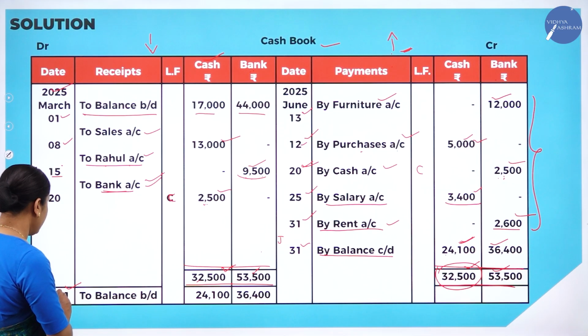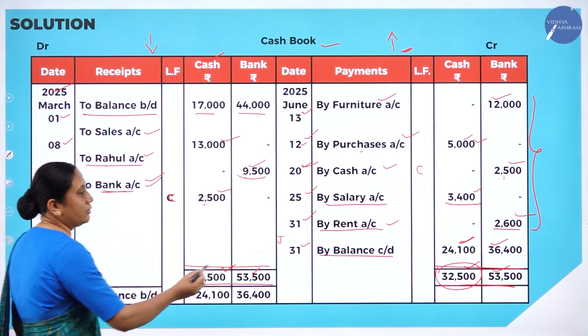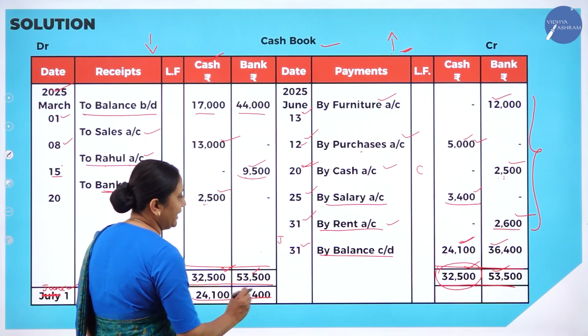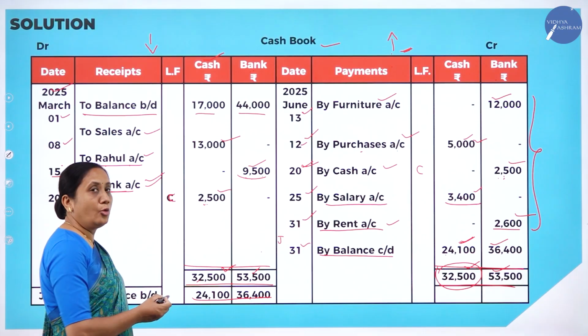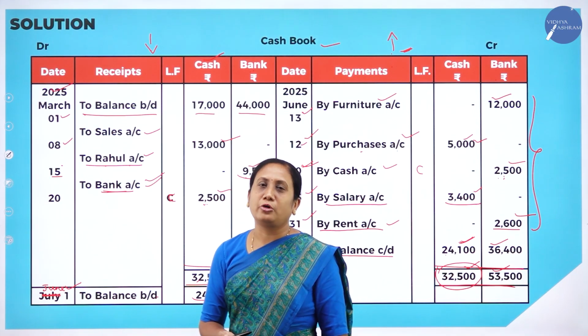After March, which month will come? June will come. Okay, June 1, to balance brought down. Whatever the carried amount is there, same amount you have to enter here. That means this will be the opening balance for the next month. I hope you have followed, students.